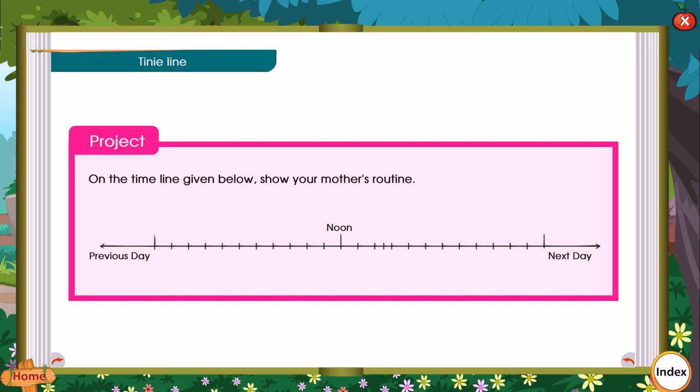On the timeline given below, show your mother's routine.